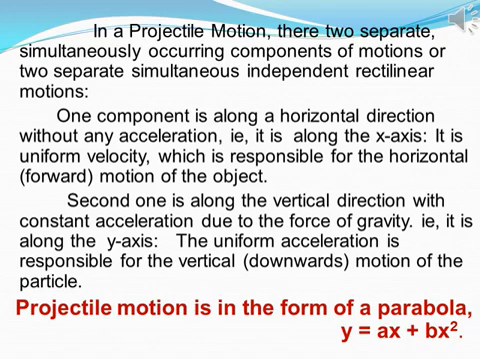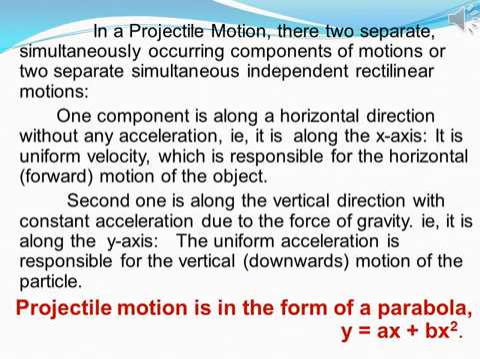Projectile motion is a two-dimensional motion, or it is the motion in a plane. In a projectile motion, there are two separate simultaneously occurring components of motion, or two separate simultaneous independent rectilinear motions. One component is along a horizontal direction without any acceleration. That is, it will have zero acceleration along the horizontal direction, which is along the x-axis.